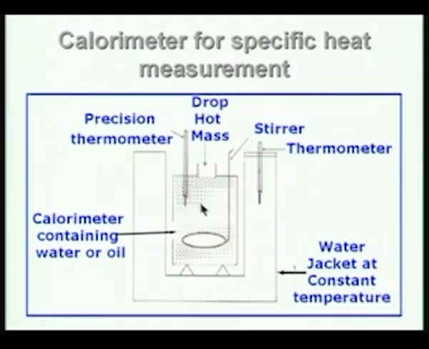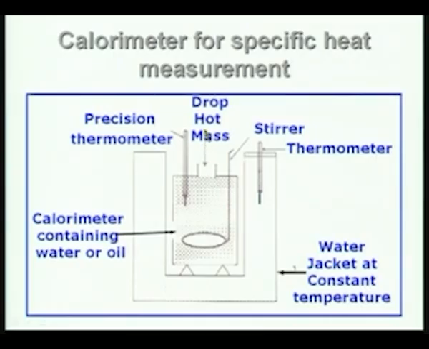Essentially the calorimeter consists of an inner vessel, which we call the calorimeter, and the inner vessel consists of a thin walled vessel with a liquid, in this case it may be water or some oil, and the temperature of this oil or water is measured very accurately using a precision thermometer as indicated here.